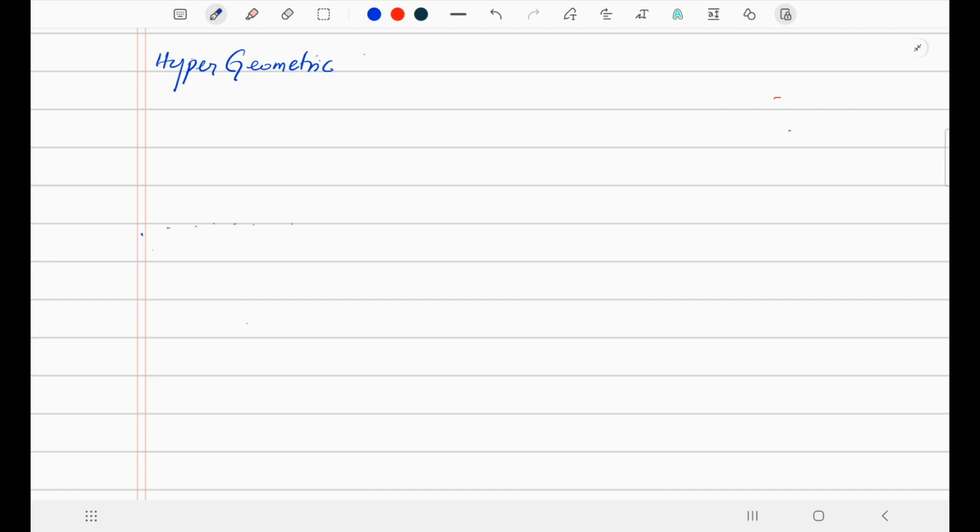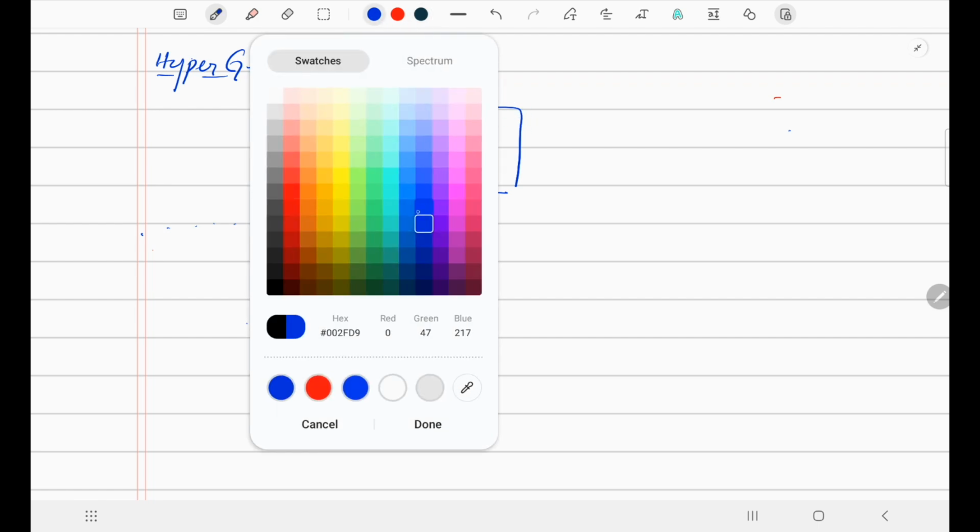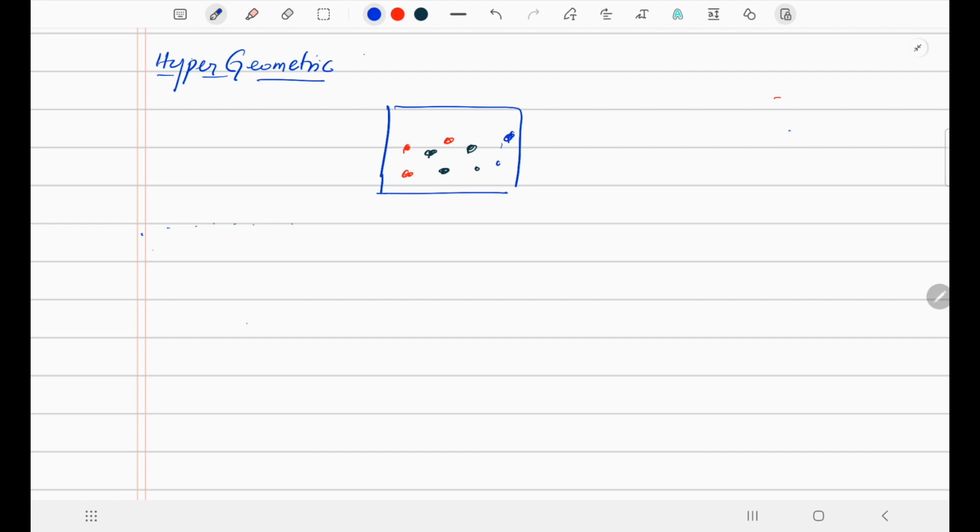This type of distribution is used in a situation where an urn contains different items. For example, very simply I can explain. I have a box, okay. In the box I have some red balls, some black balls, and some blue balls. I need to pick a ball randomly, but what is the probability that a certain color of ball is drawn?